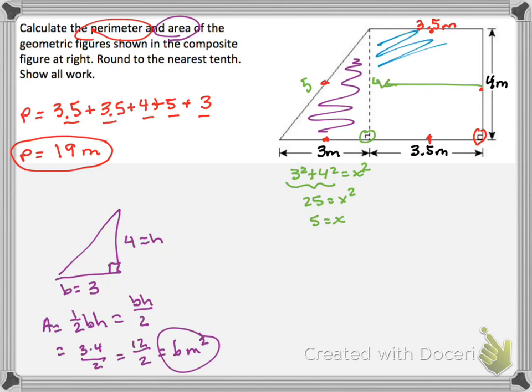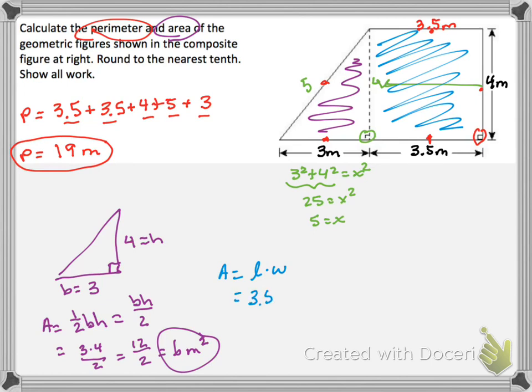Now we need this piece right here. So my area of a rectangle is length times width. So 3.5 times 4, which is, what is 3.5 times 4?